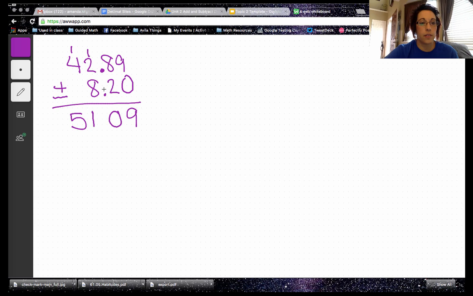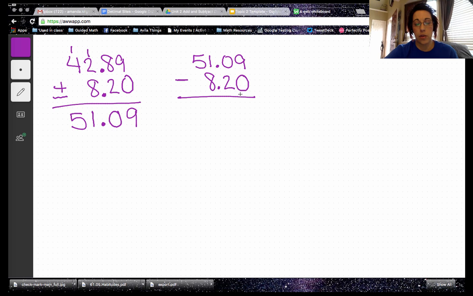Next step, decimal, decimal, decimal. Now we need to check our work. The opposite of addition is subtraction, so we're going to subtract our sum, 51 and 9 hundredths, and we are going to subtract 8 and 2 tenths. We've lined them up, we annex our zeros, and we subtract because our sign is subtraction.